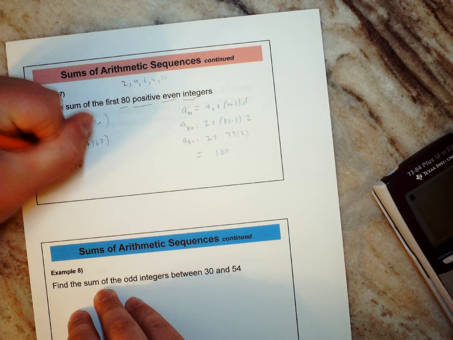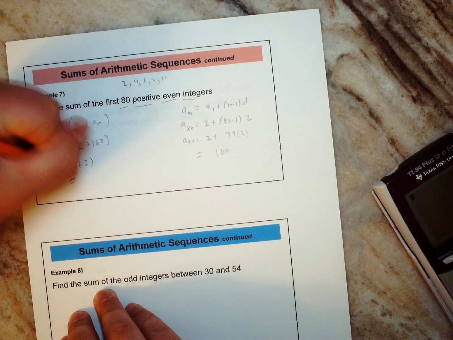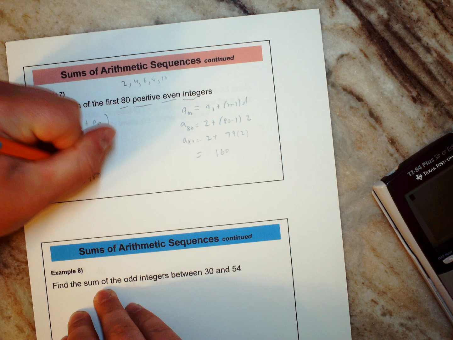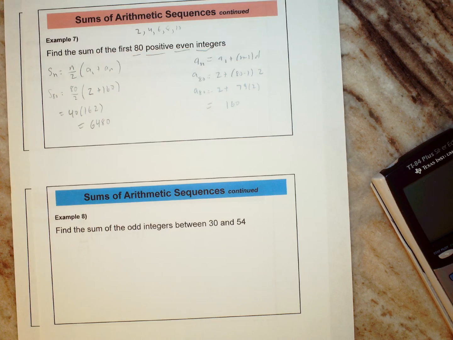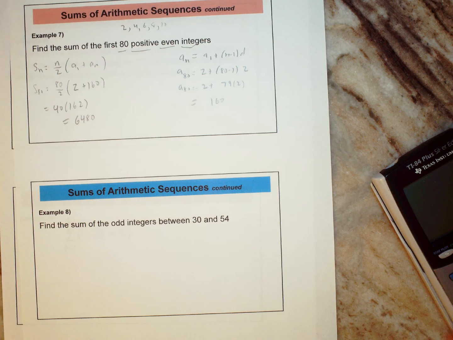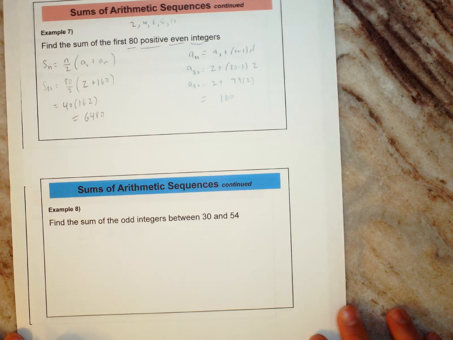40 times 162, 6480. And that's how you do it. Another example here, find the sum of the odd integers between 30 and 54.